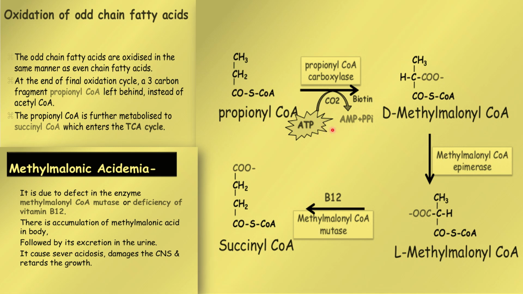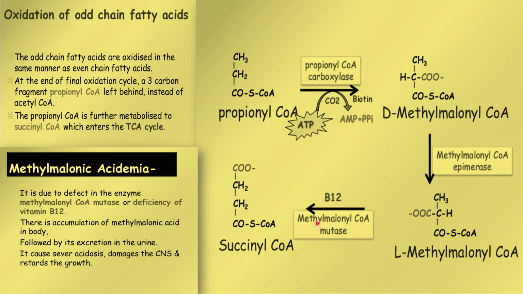And then this propionyl coenzyme A is converted into D-methylmalonyl coenzyme A. The carboxyl group is added here on the middle carbon, so it becomes chiral. Now the D-methylmalonyl coenzyme A, in the presence of the enzyme epimerase, is converted into L-methylmalonyl coenzyme A. Simple epimerization, flipping at the chiral carbon, leads to L-methylmalonyl coenzyme A.